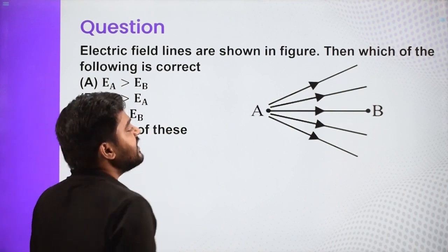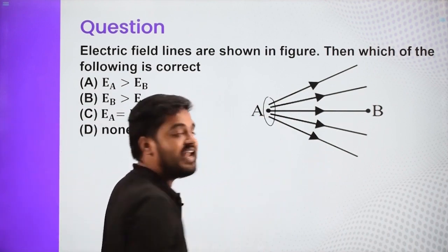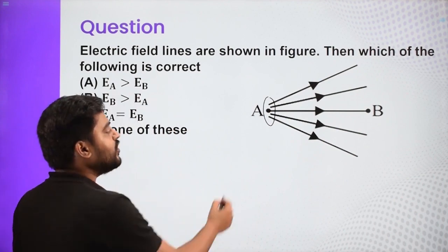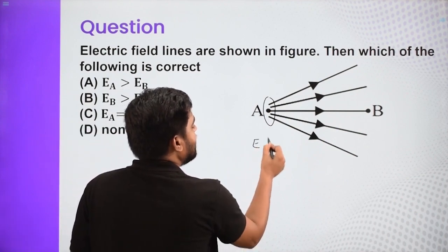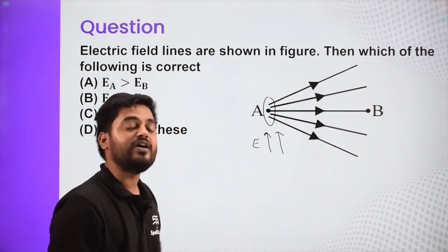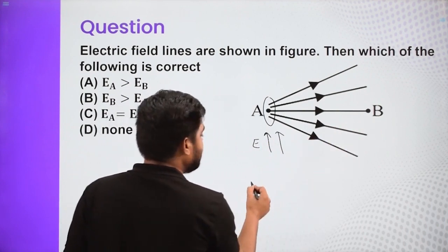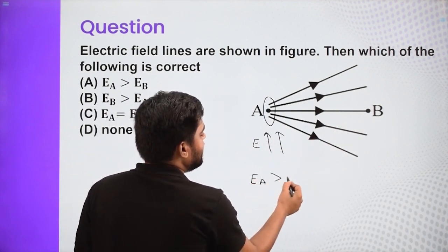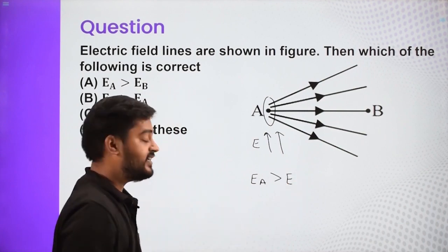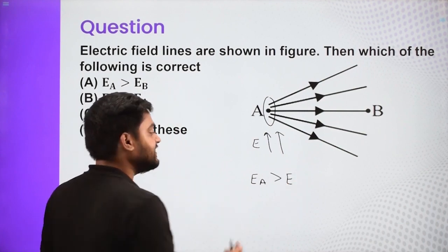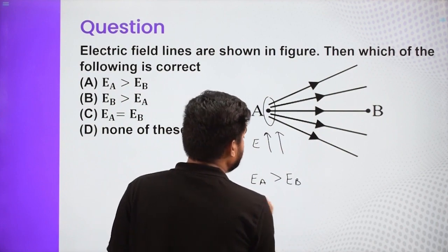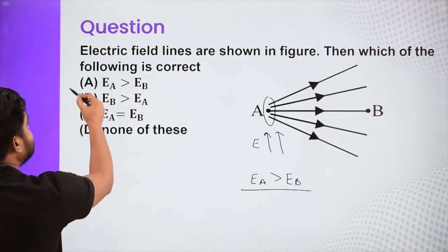The first thing is that here in this region field lines are closer, and closer means the field is bigger over here, or the field is stronger over here when compared to B. So we will say electric field strength, or electric field intensity, is greater at point A when compared to point B. So option A is correct.